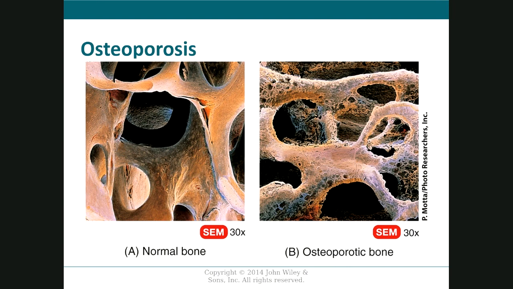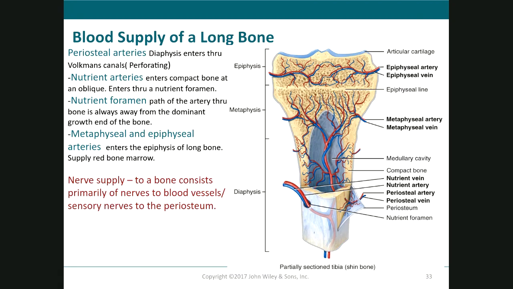So let's look at an image of osteoporosis. This is where you can see a normal pattern in a bone, and this is where there's an excessive amount of resorption of minerals, decreased osteoblastic activity, and it looks more porous. All right, so let's look at the blood supply for bones. Bones have a rich blood supply.